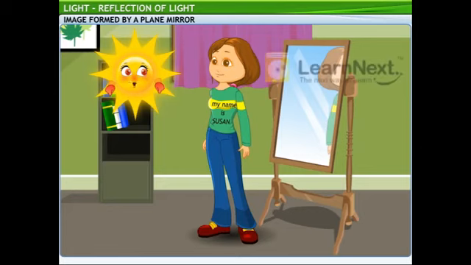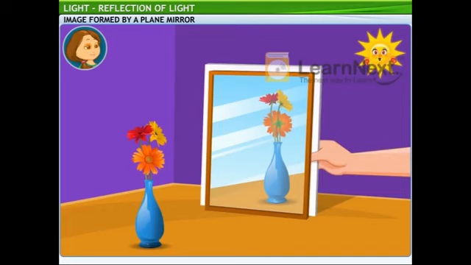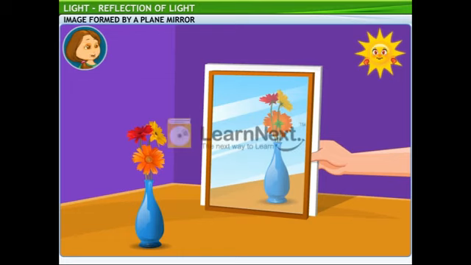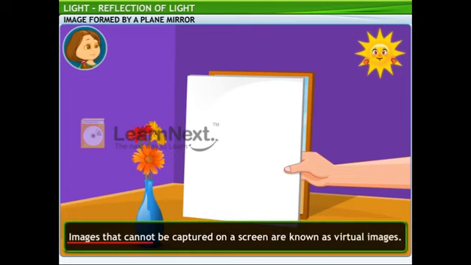Remember the activity with the vase that we performed earlier? Let's set up that activity again. Place a white cardboard behind the mirror where the image appears. Let's see if we can capture the image on it. We don't see the image on the screen. Let me try by placing the cardboard in front of the mirror. Still not getting the image on the screen. That's right. We are not able to capture the image of the vase formed by a plane mirror on a screen. Images that cannot be captured on a screen are known as virtual images.